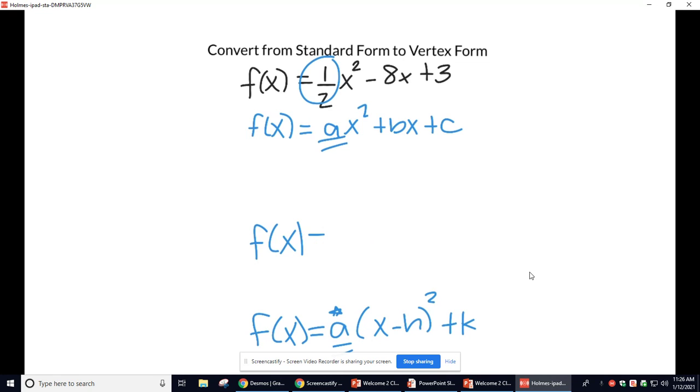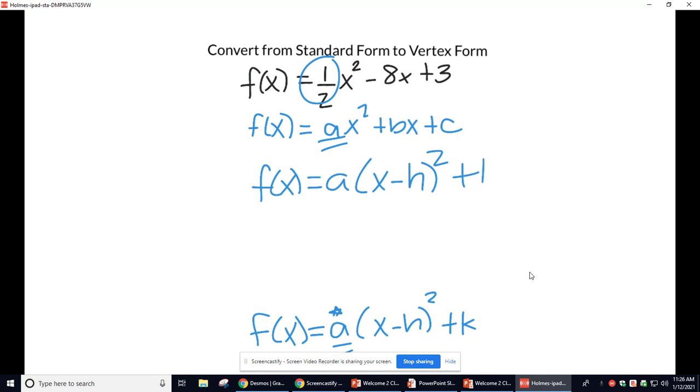Here, let me back it up a little bit. (x minus h) squared plus k. So the a is going to be 1/2. It stays the same. We know that this parabola is wide and it's pointing up because it's positive. So it shouldn't change direction or narrow or how wide it is based on changing from one form to another. Okay? Now what we're missing is the vertex.